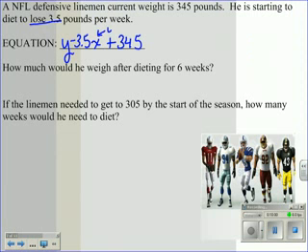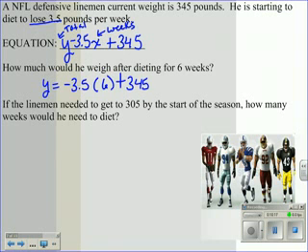So the x in this one represents the weeks, and the y represents the total weight. How much would he weigh after dieting for 6 weeks? Well, if the weeks is our x, we're going to plug it in. Y equals negative 3.5 times 6 plus 345. So we want to know, where is our lineman going to be at after 6 weeks' time? And he's going to be down to 324 pounds.